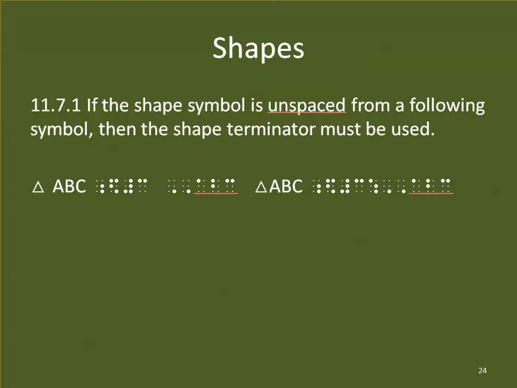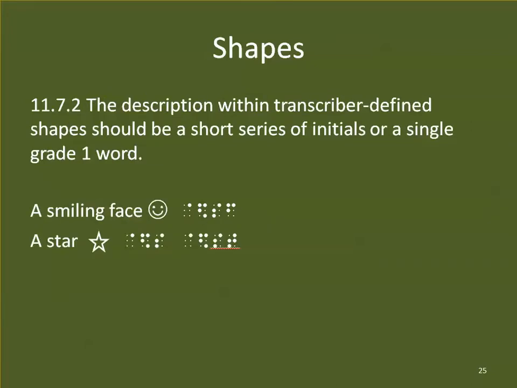But where we have it unspaced, the same example, then we have the grade 1 indicator, shape indicator, numeric indicator 3. If there's no space, we'd read that ABC as still being part of the shape. So we need to have the shape terminator there to say the shape has ended, now these are letters. The description within transcriber-defined shapes should be a short series of initials or a single grade 1 word, so no contractions can be used after a shape indicator.